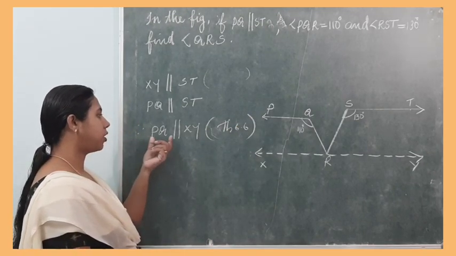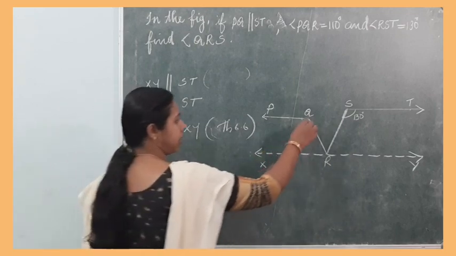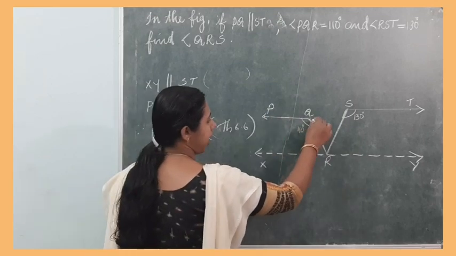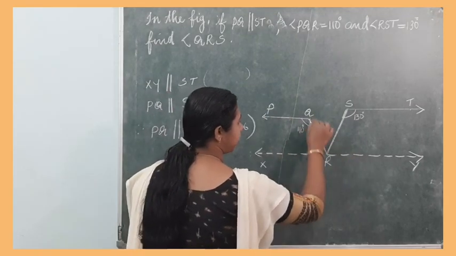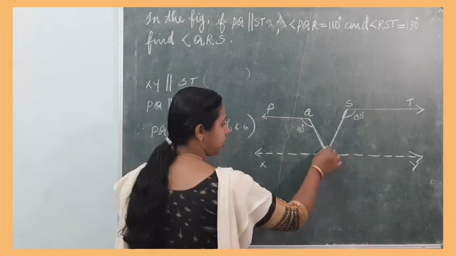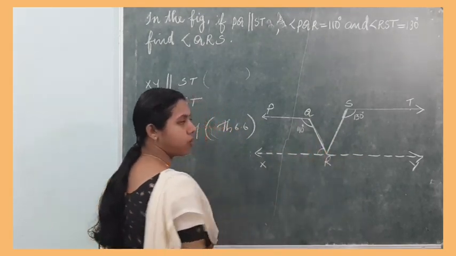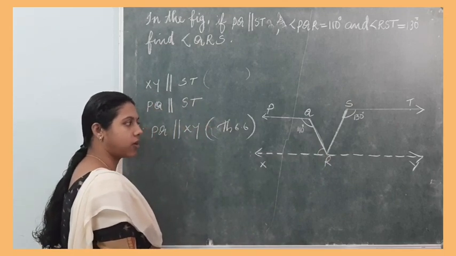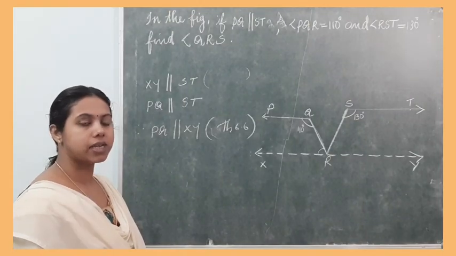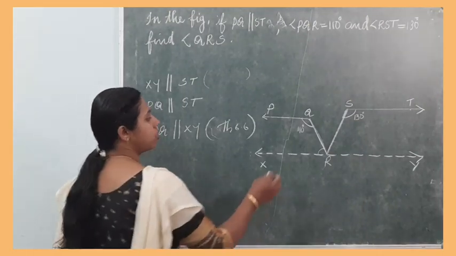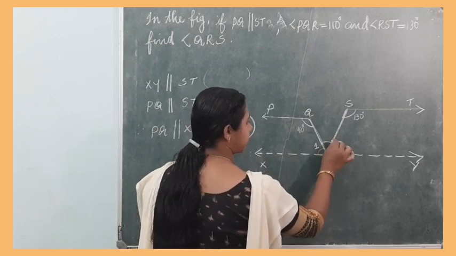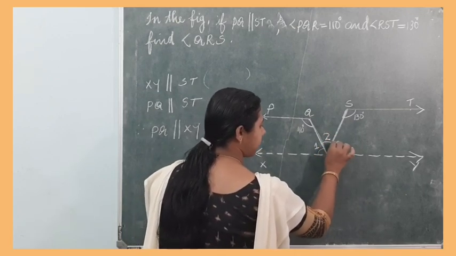Now, if PQ parallel to XY, then QR is the transversal. PQ parallel to XY, therefore QR is the transversal. So sum of these two angles is equal to 180 degree because interior angles on the same side of the transversal is supplementary when a transversal cuts two parallel lines. So you can mark this angle as 1, you can mark this angle as 2, thus you can mark it as 3.